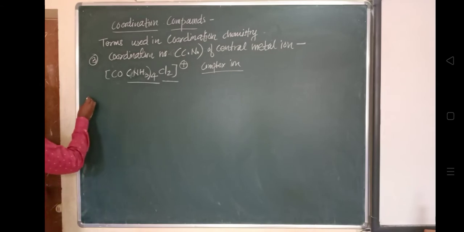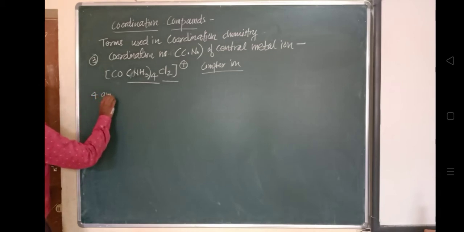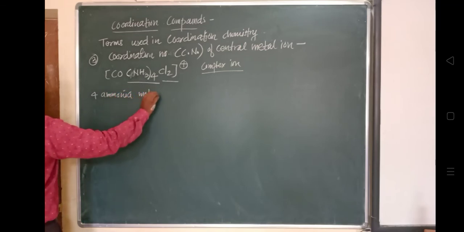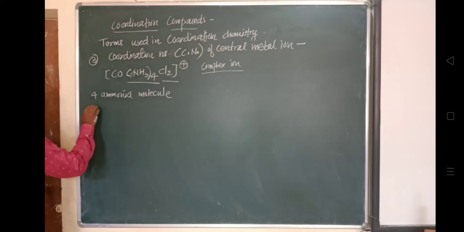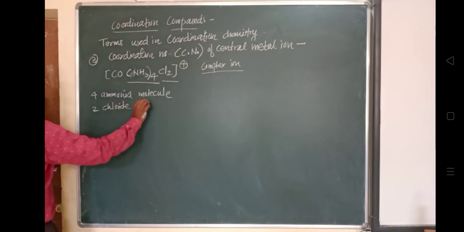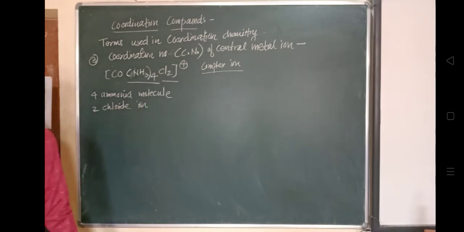So all these are monodentate, since each has only one donor atom. What is the meaning of monodentate? We have already studied it. Mono means single, and dentate means which will donate their electron pair.